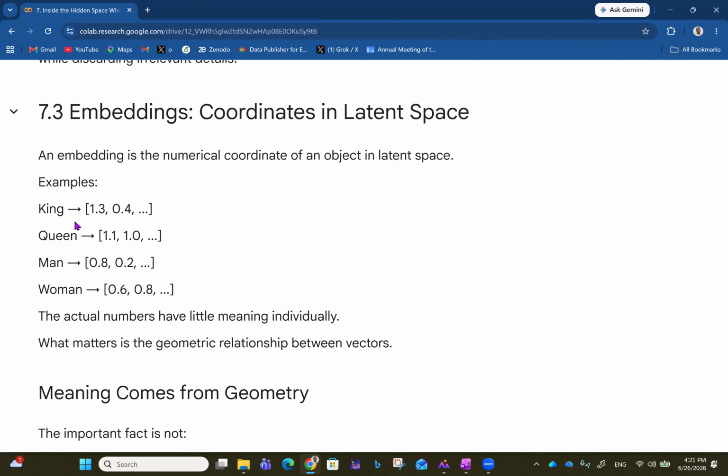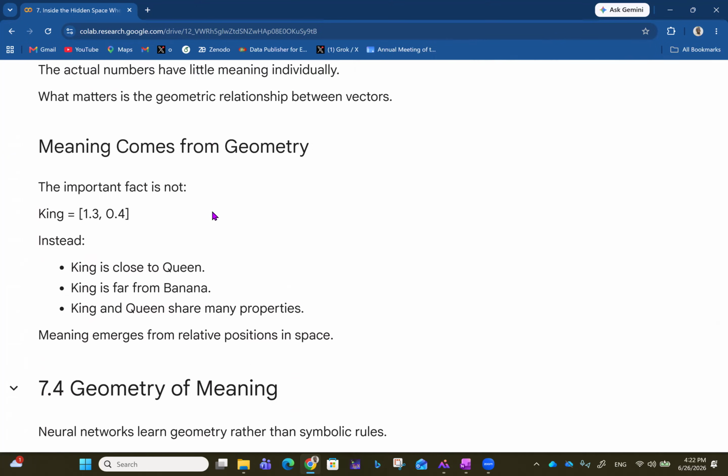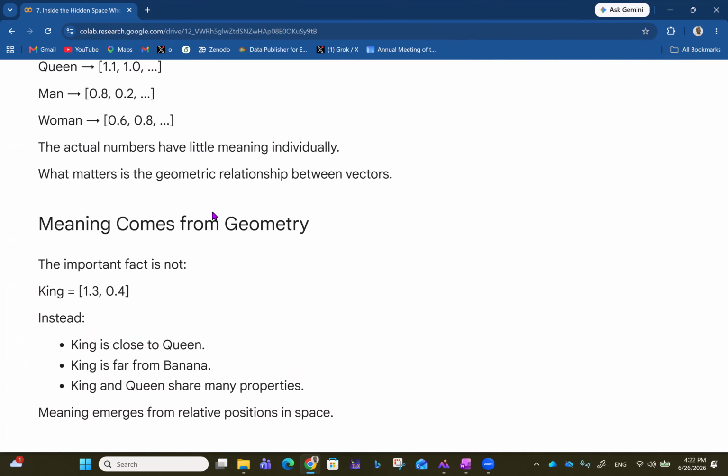Examples: you can have king to be 1.3, 0.4, and so on. Queen is 1.1, 1.0, and so on. Man is 0.8, 0.2, and so on, while woman is 0.6, 0.8, and so on. The actual numbers have little meaning individually, but what matters is the geometric relationship between the vectors. We've seen things like cosine similarity, and I think you're still going to see that here. So we then see that meaning comes from geometry.